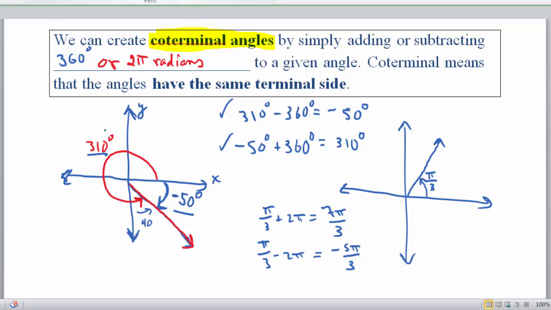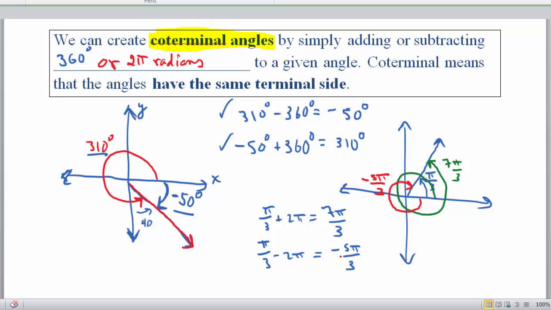So what would 7 pi over 3 be? Well, it would just be one full time around the circle and then an extra pi over 3. So that green angle that I wrote there, where I wrapped around completely once and then an additional pi over 3, that would be my 7 pi over 3. And what would negative 5 pi over 3 be? It would be this one, where I rotate clockwise 5 pi over 3. So this is actually negative 5 pi over 3.